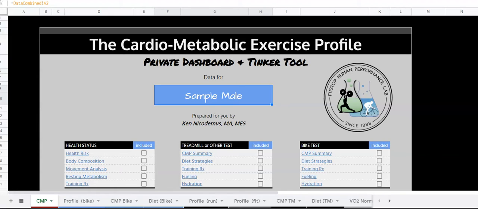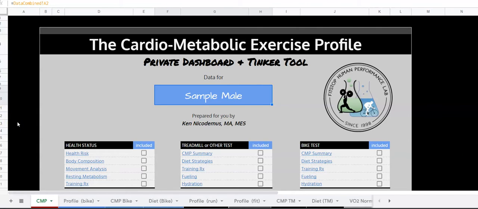All right, let me get started. This is kind of square one on the private dashboard in Tinkertool, the data dashboard. You can see that there are some quick links here that you can use to navigate throughout the whole data dashboard. Today we're going to talk about limiters.